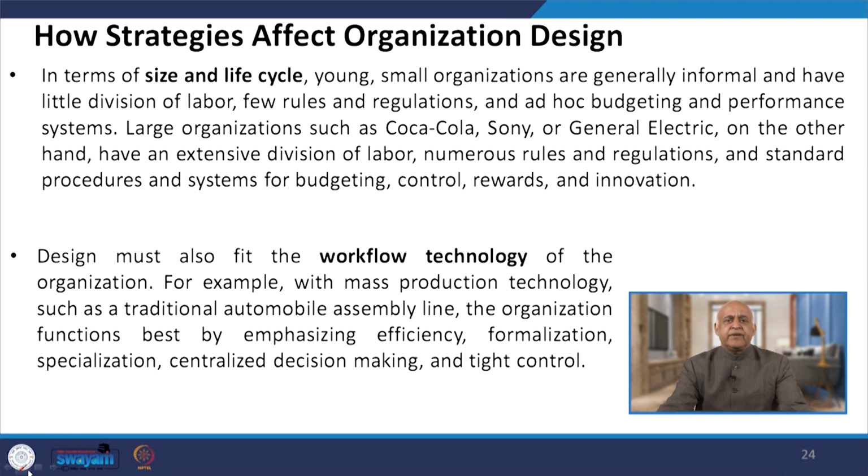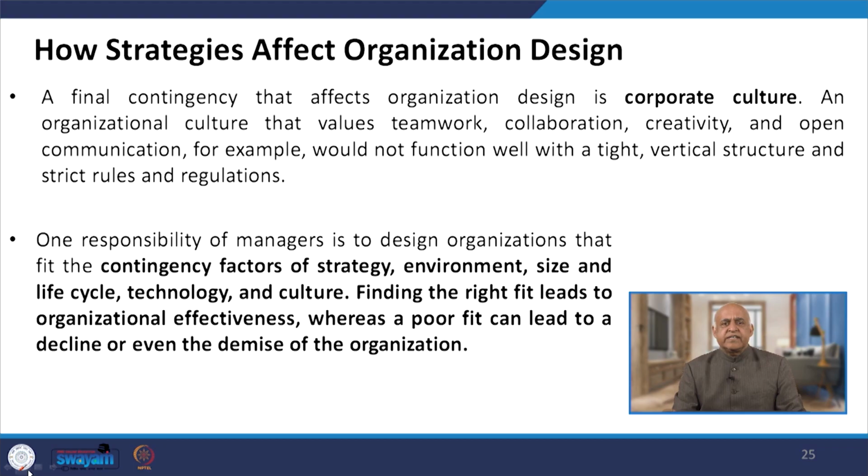Design must also fit the workflow technology of the organization. For example, with mass production technology such as traditional automobile assembly lines, the organization functions best by emphasizing efficiency, formalization, specialization, centralized decision making and tight control. A final contingency that affects organization design is corporate culture. An organization culture that values teamwork, collaboration, creativity and open communication, for example, would not function with a tight vertical structure and strict rules and regulations.